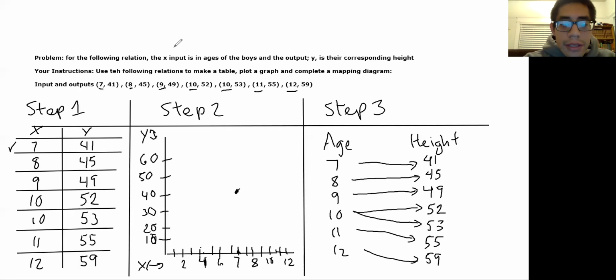8, 45. So 8 and 45 is a little bit right there, right next to it. 9, 49 would be the next one, right below 50. 10, 52. Then we have 10 again, and it's 53, right above it. That's going to be a problem later, but we'll get to that later. 11, 55, right? And 12, 59. Now, I know this isn't the best looking graph. This is just kind of to give you an idea of what it should look like.